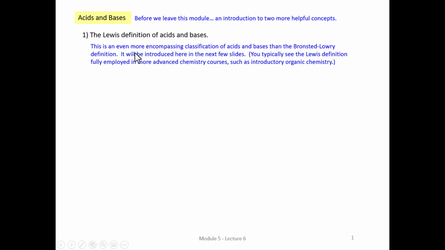In the last lecture of this module, we will introduce two more helpful concepts. The first is the Lewis definition of acids and bases, which we've mentioned just briefly previously. This is an even more encompassing classification of acids and bases than the Bronsted-Lowry definition. We will introduce it here in the next few slides.